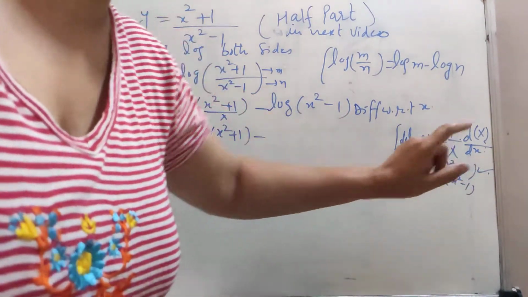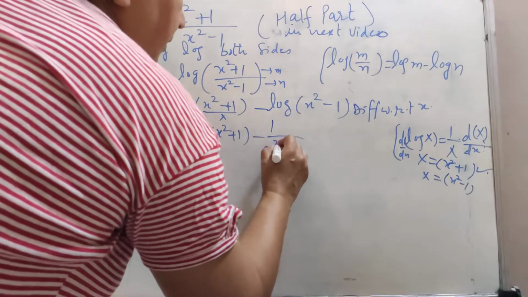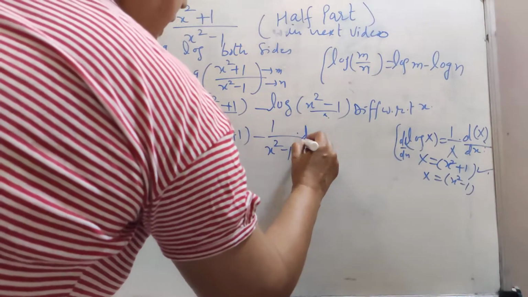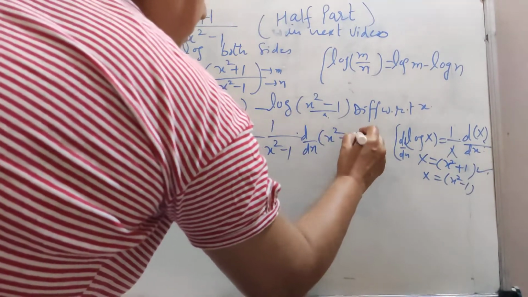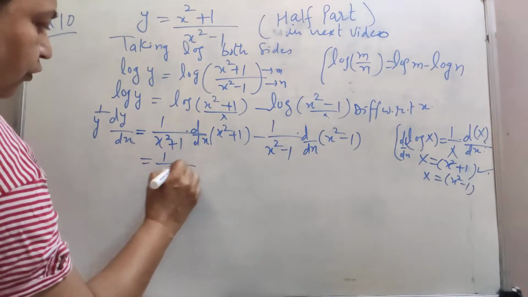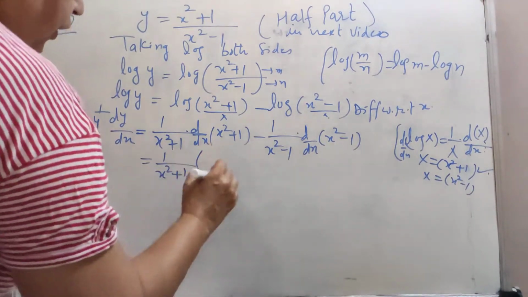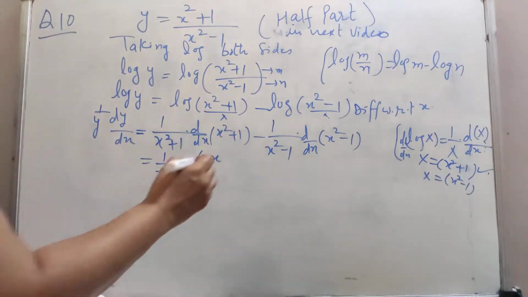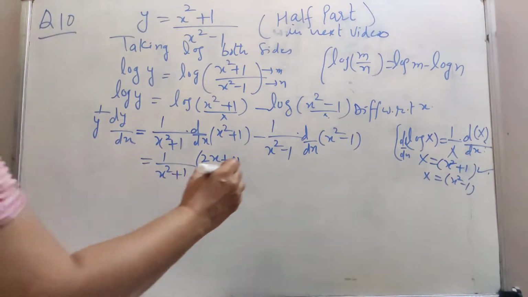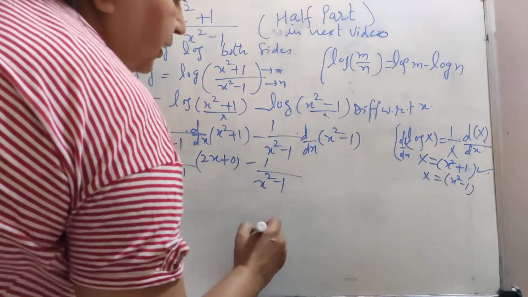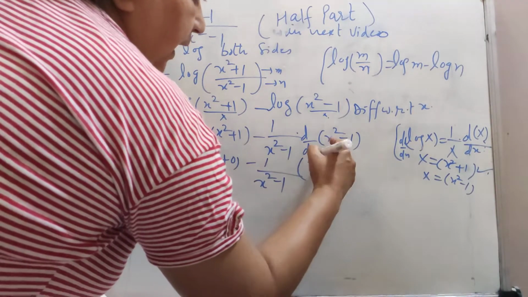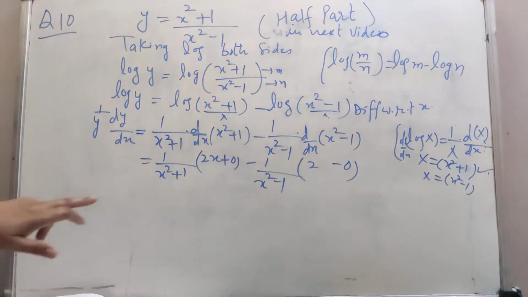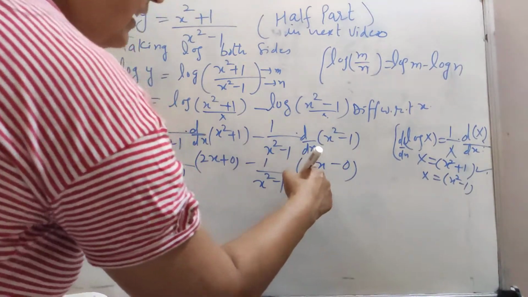Now it will become 1 over x square minus 1, this capital X, right? So into derivative of x square minus 1. So this becomes 1 over x square plus 1. Now what is the derivative of x square? This is 2x. What is the derivative of constant? Plus sign as it is into 0, minus 1 over x square minus 1. What is the derivative of x square minus 1? That is 2x minus 0, only 2x, right? x square, so it is 2x.